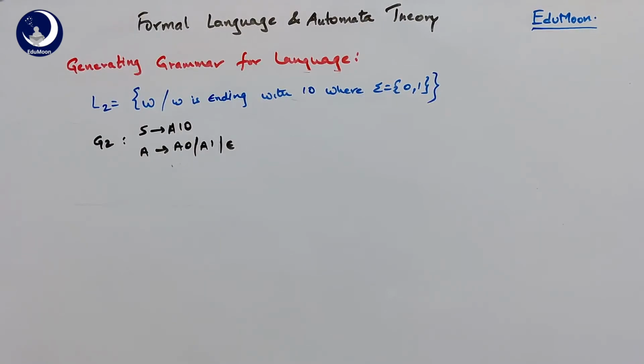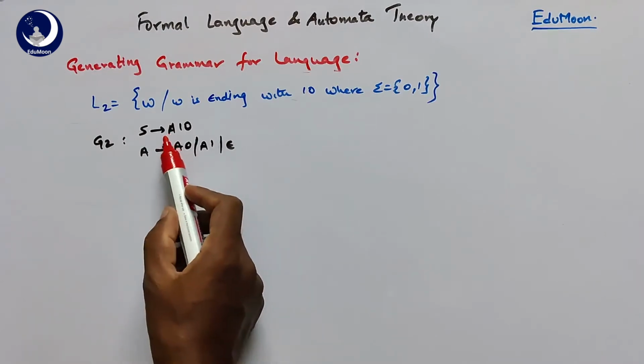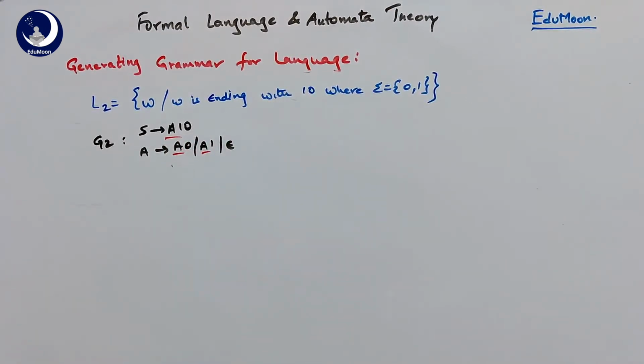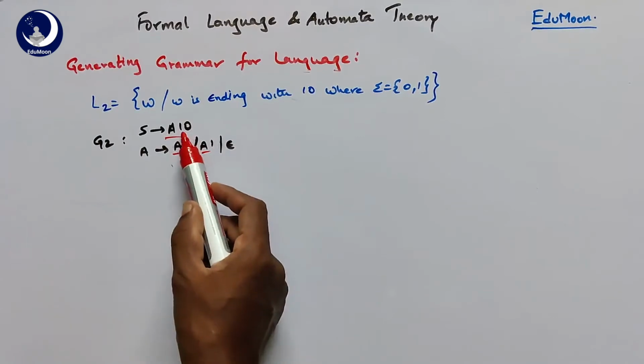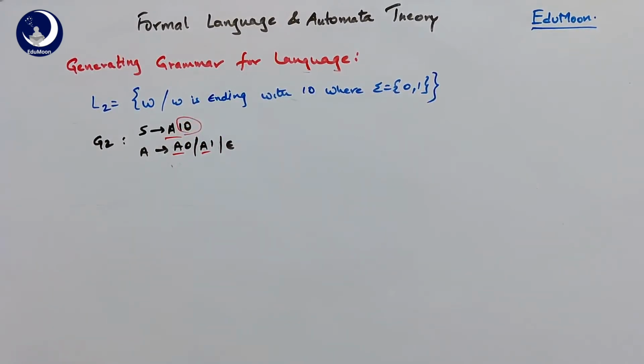So it is starting with a variable called A, which can generate any number of symbols, either 0 or 1. Finally, this is going to end with a 1 0. So this is very easy compared to the previous example. So we go with another example.